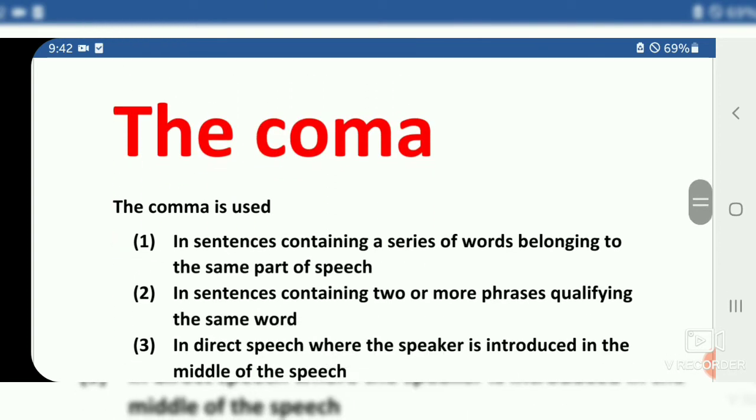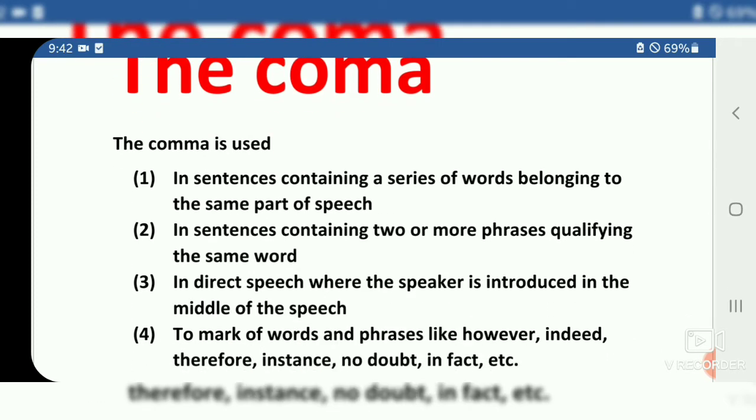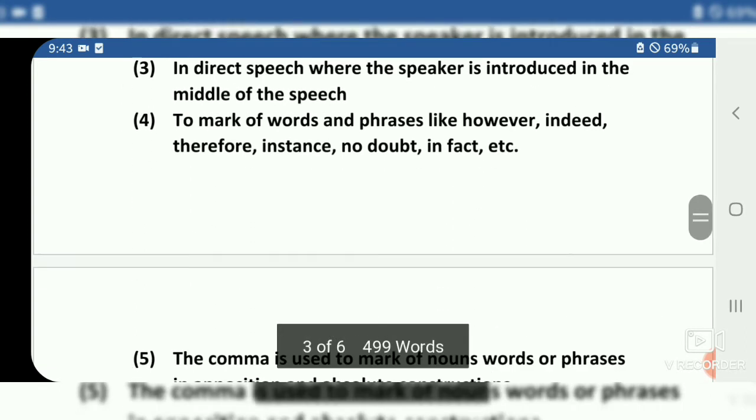The next type is the comma. The comma is used, number 1, in sentences containing a series of words belonging to the same part of speech. Number 2, in sentences containing two or more phrases qualifying the same word. Number 3, in indirect speech where the speaker is not introduced in the middle of the speech. Number 4 is to mark off words and phrases like however, indeed, therefore, for instance, no doubt, in fact, etc.